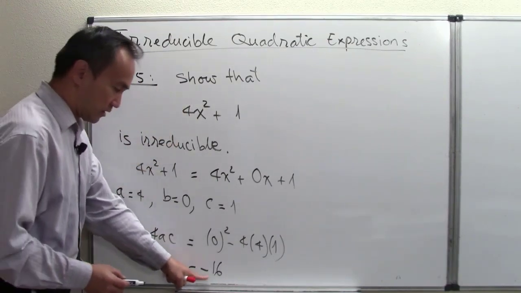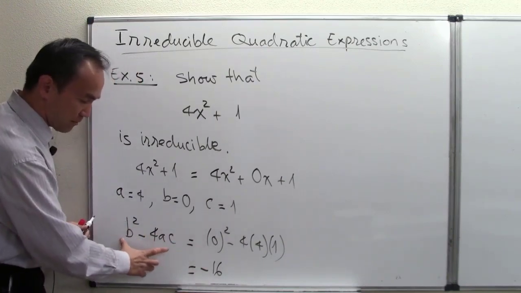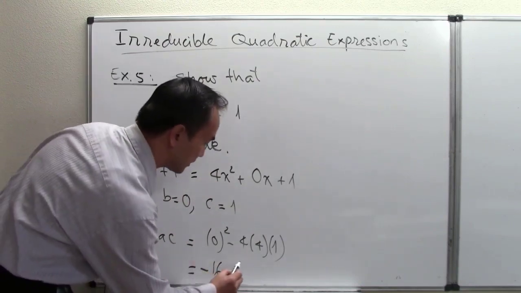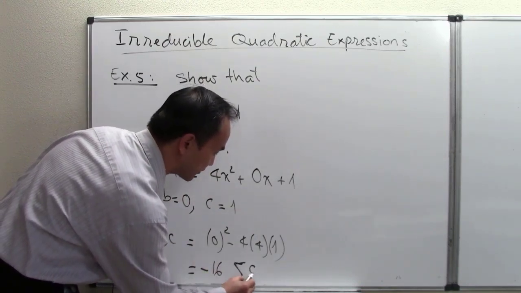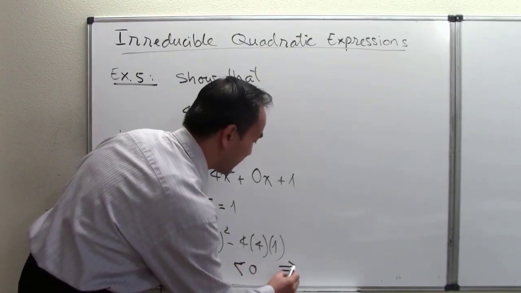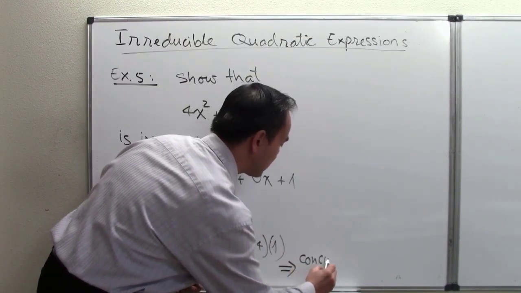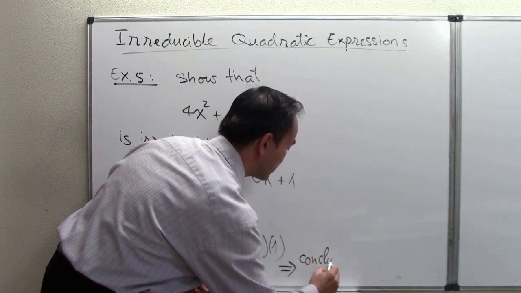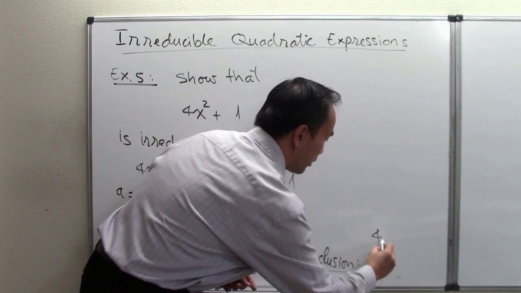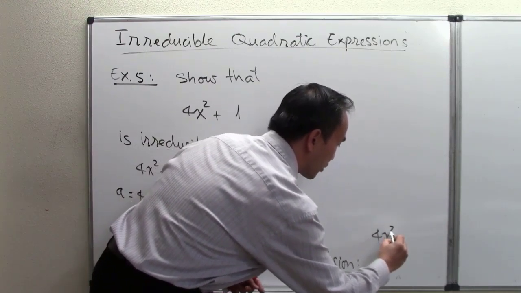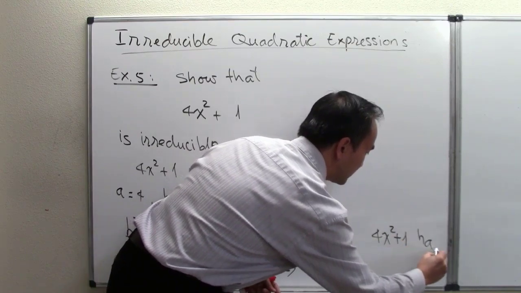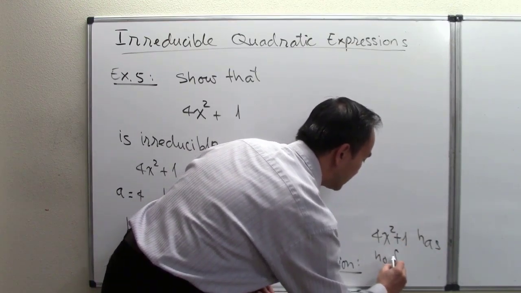And so this is clearly the value of our b squared minus 4ac from this quadratic expression, and it is clearly less than 0. And that leads to a conclusion. So as a conclusion, this quadratic expression 4x squared plus 1 has no factor form.